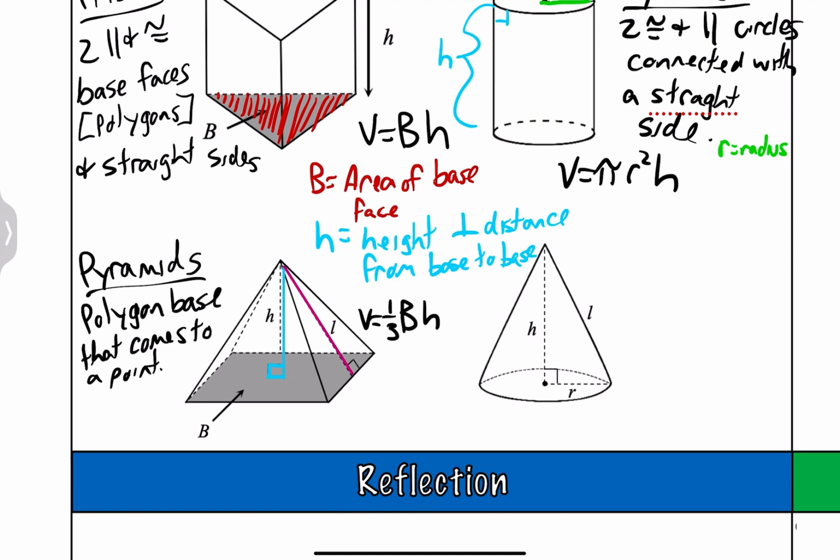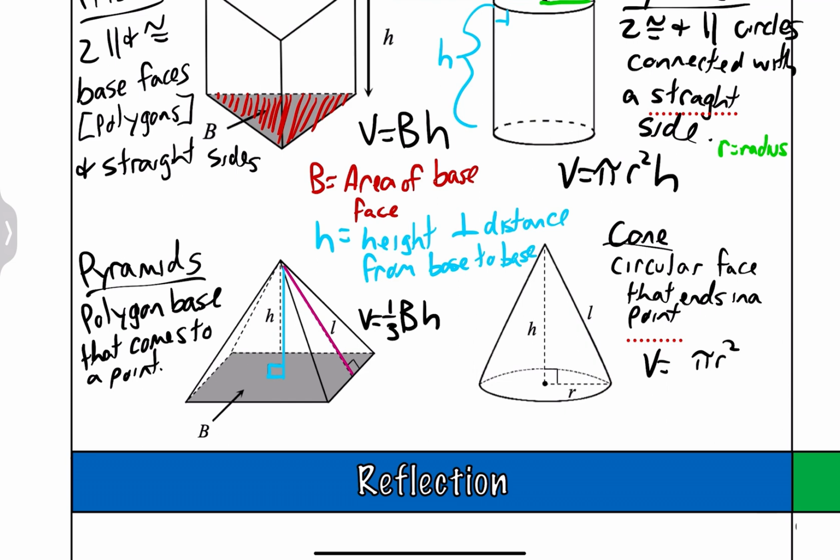Last, we have a cone. So it's a circular face that ends in a point. Also, keep in mind these sides are straight. The volume for this one, same idea. We're going to take the area of our base, which is pi r squared. We're going to take our height, and we're going to take 1/3 of it.